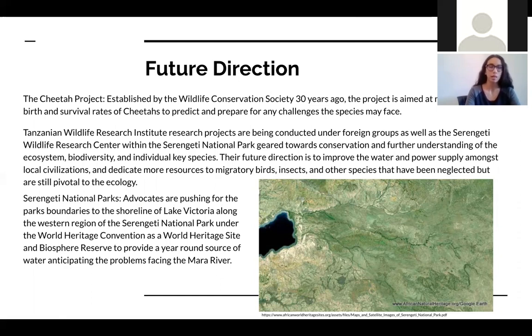Advocates for the Serengeti National Park are also looking to find a way to solve the water shortage issue by pushing to move the park boundaries past a thin, unprotected strip of land to the water's edge of Lake Victoria that you can see in this image, which will then be protected under the World Heritage Convention as a World Heritage Site and Biosphere Reserve to provide an additional year-round water source to animals, anticipating the threats facing the Mara River. Next slide.